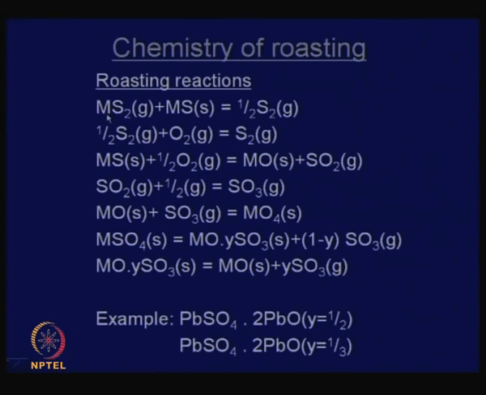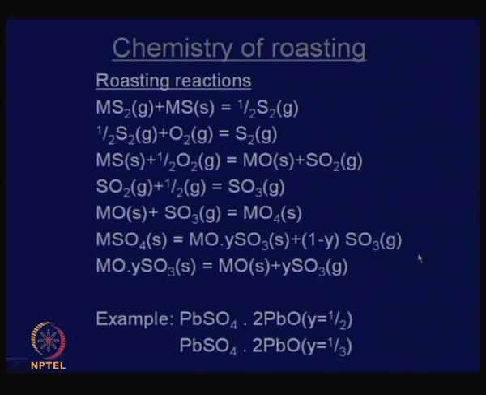Let's assume the sulfide is written as MS2, like FeS2. It can react with other sulfides like FeS and release sulfur. This sulfur oxygen reaction is possible. The metal sulfide can react with oxygen to produce a metal oxide and SO2. There is a reaction between SO2 and half O2, and oxide and SO3 can form MSO4. Then there are also this sort of products possible.